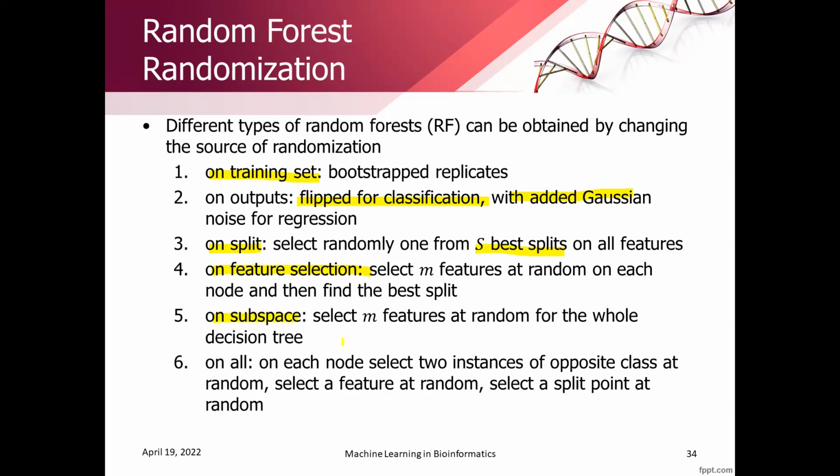On subspace, 0.4 means that each time we try to split a node, we randomly select only a subset of features, and out of them we select the best feature. The 0.5 means that for building the whole tree, we consider just a subset of features, and the subset can be selected randomly, for example.